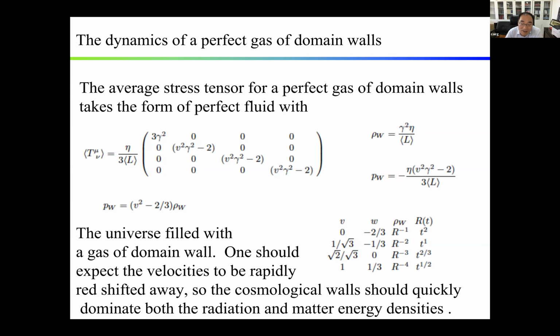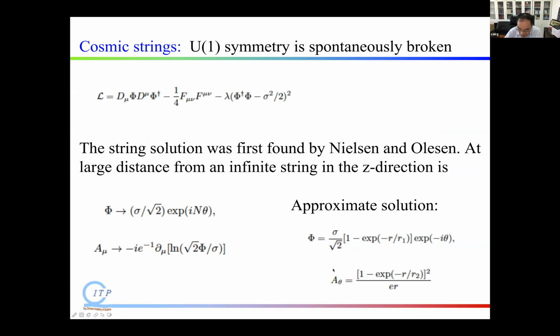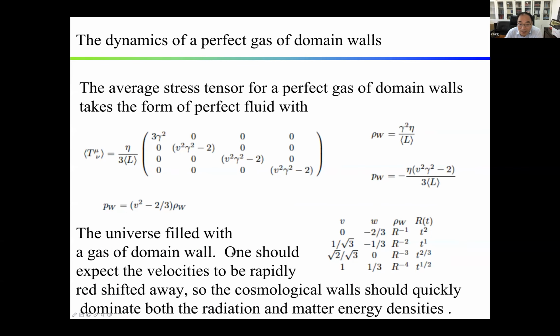And if the v goes to 1, then the equation of state becomes 1/3, and the energy density goes as 1/R^4. Here R(t) is the scale factor of the universe, and t is the cosmic time.